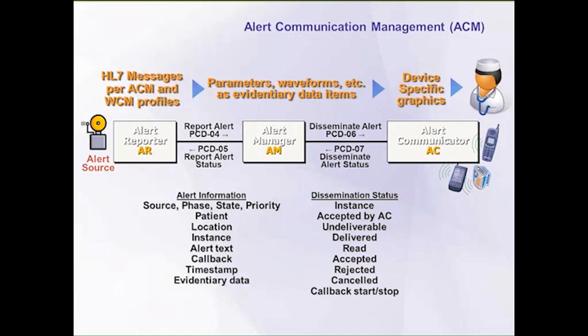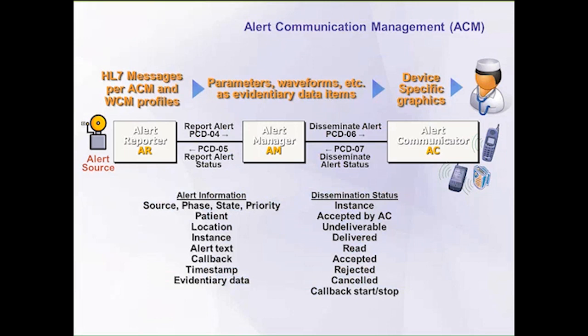Next up is alert communication management. Devices produce all sorts of results that need to be communicated to individuals. So it's the focus of ACM to get that information from the devices to the appropriate individuals. And in order to do that, we have the reporting source, we have a manager for the alert, and the actual communicator, or the way to get to the mobile device that is associated with the person.